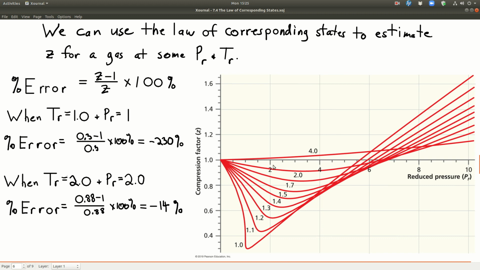However, if we go up to a reduced temperature of 2, which is this line right here, at a reduced pressure of 2 right here, I get a value of about 0.88 or so for the compression factor. Plugging that in, we see that that gives us a percent error of negative 14%. That's not too bad, especially compared to negative 230.